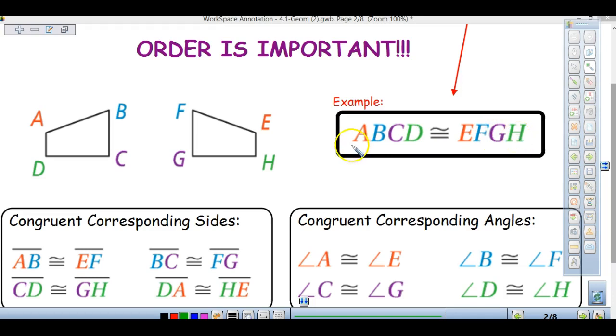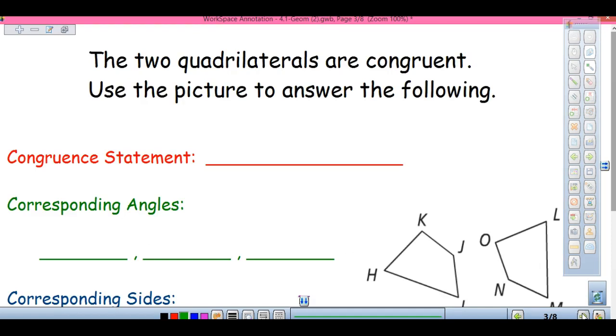If you want to look at sides, side AB has to be congruent to EF, because of the first two letters. If we use the first letter and the last letter, AD would be congruent to EH. Does that make sense? Good. Because if it didn't, we were in trouble.